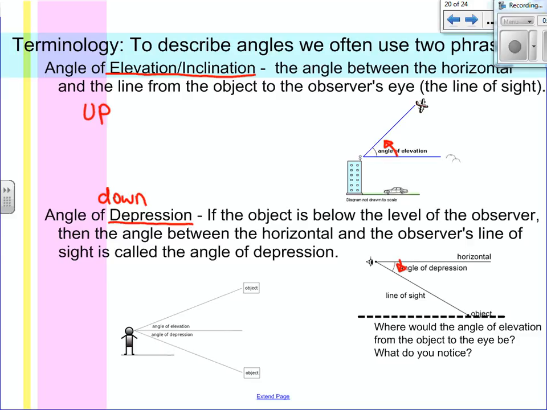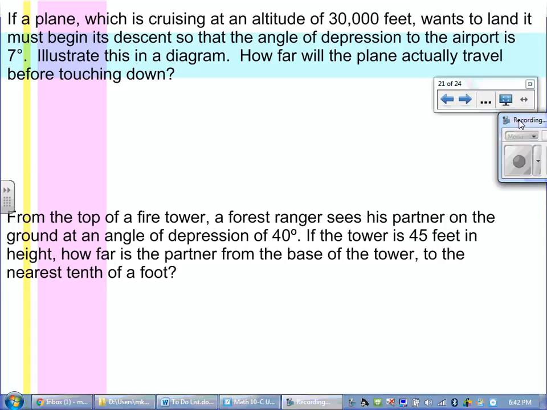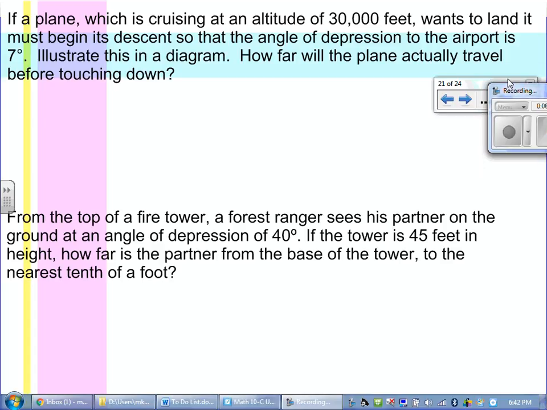This can be tough to understand, but we're going to do a bunch of questions here in a second that will help us out. So, the very first one. If a plane, which is cruising at an altitude of 30,000 feet, was to land, it must begin its descent so that the angle of depression to the airport is 7 degrees. Illustrate this in a diagram.